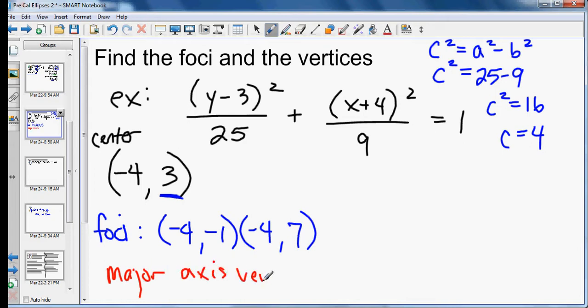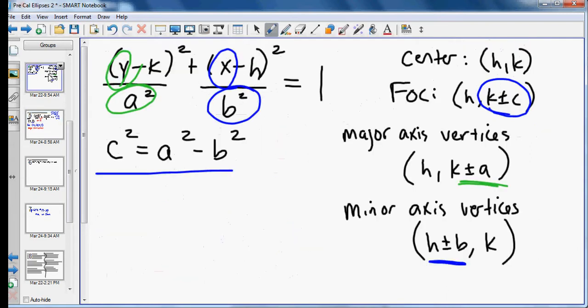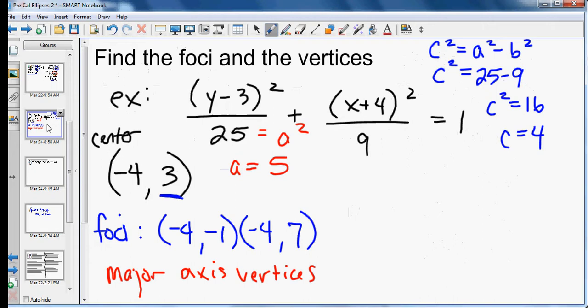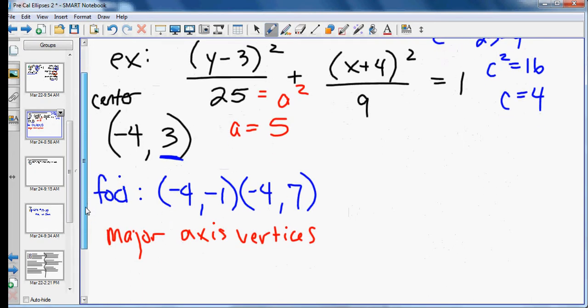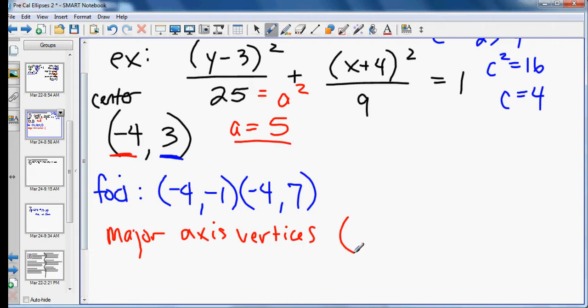Now our a is 5, so I'm sorry, I underlined the wrong thing. Let me go back, make sure I emphasize this correctly. So for the major axis vertices, since the bigger denominator is with the y, we will add and subtract it to the y. So let's see if I can do this correctly this time. We will connect the a here with the y value. So we'll do -4, and then we'll do 3 minus 5 is -2, and then -4, 3 plus 5 is 8.